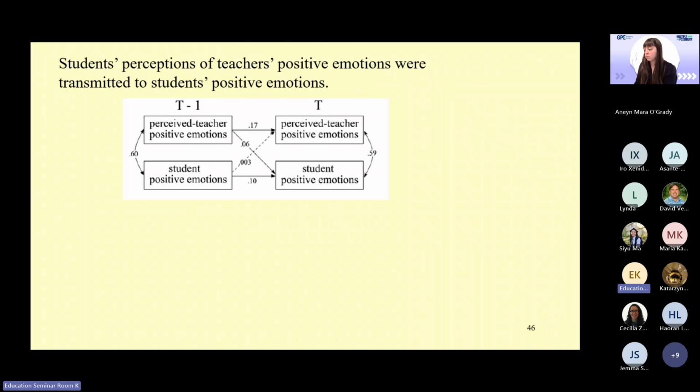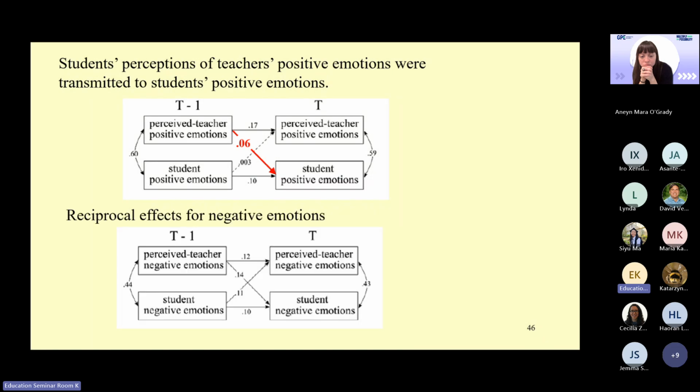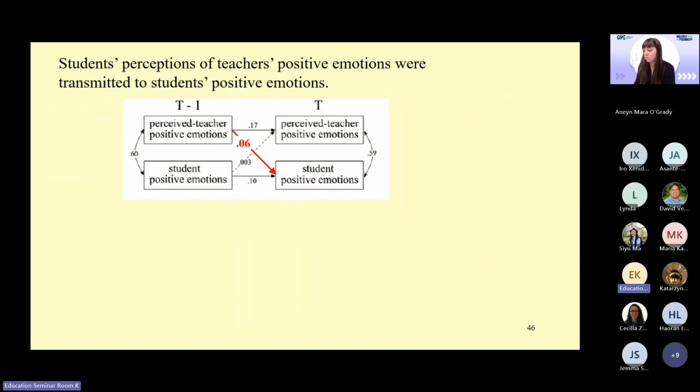Then we have student perceptions of teachers' positive emotions, and these were transmitted to students' positive emotions. So look at the key parameter there. Student-perceived teacher positive emotions were positively predicting students' positive emotions.